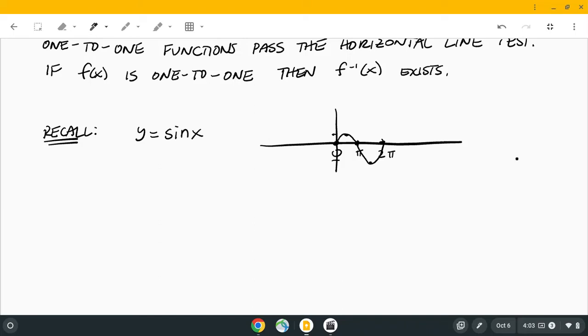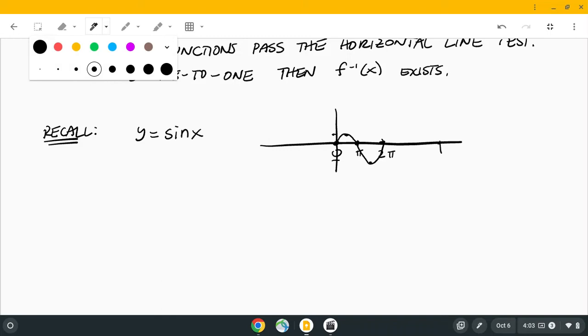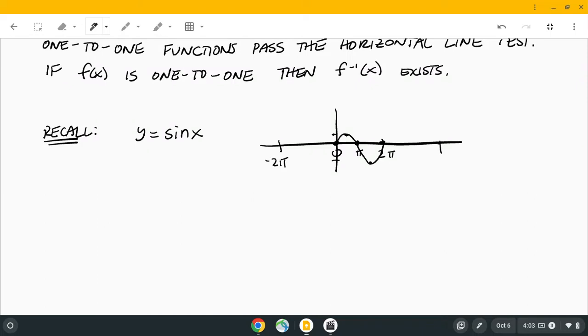And that's just for one cycle. If we go the full domain, this graph repeats itself forever. Here, let me do 3 cycles, and then we'll see what happens. We get 0, 0, 0, halfway between 1, halfway between -1, and then same thing here. It keeps repeating itself.